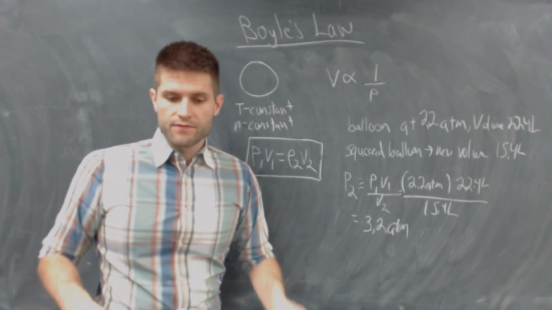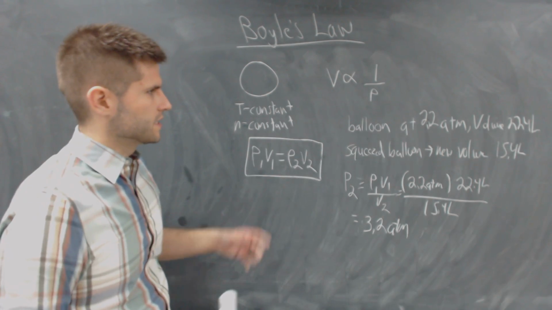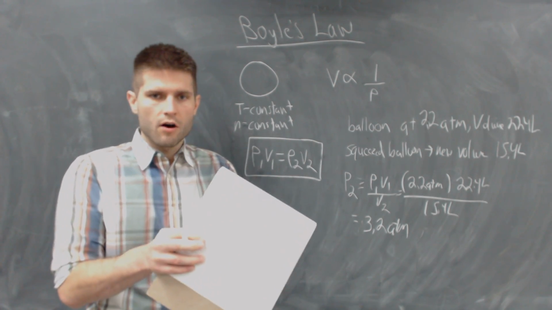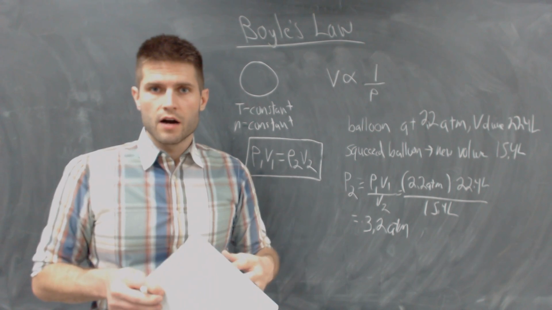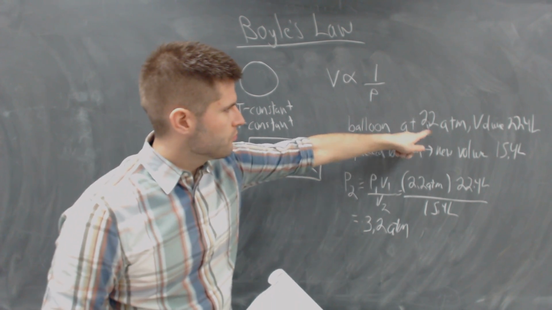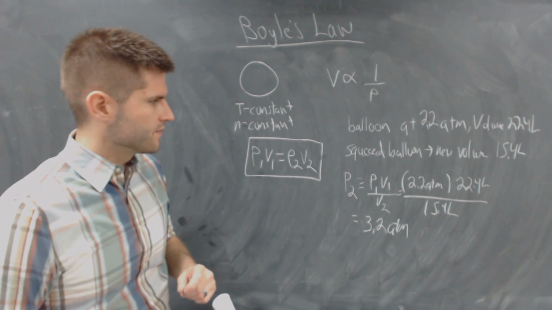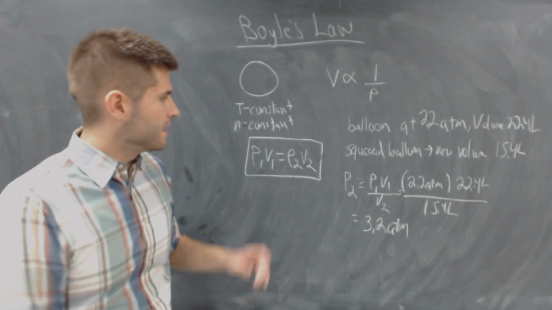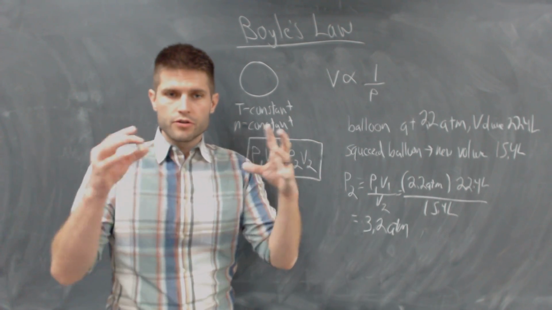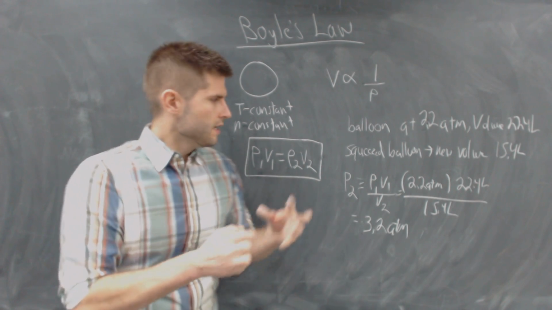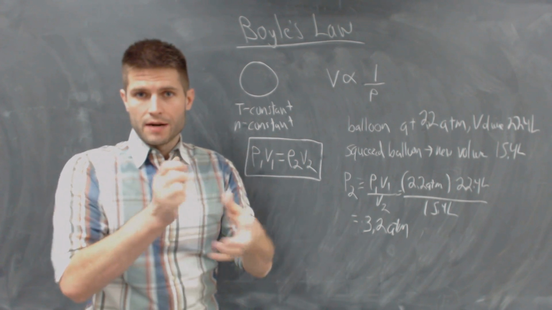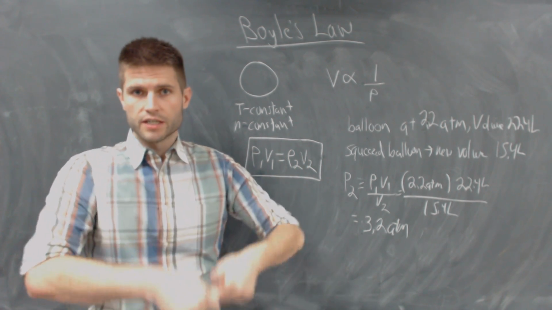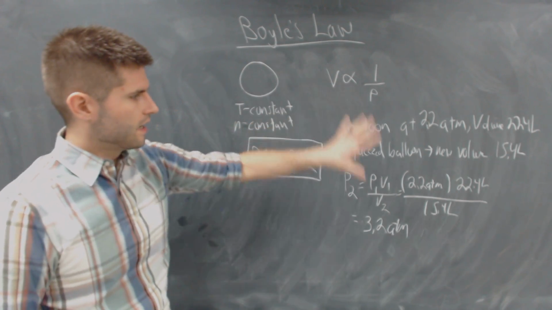Now let's make sure that this followed along with our thought process. We squeezed the balloon, we reduced the volume, our pressure should have gone up, and it did. It went from 2.2 atmospheres to 3.2 atmospheres. So the gas law makes physical sense. You can perform this experiment on your own. You can squeeze a balloon, and if you had a pressure gauge inside there, you could read the pressure going up. So this is Boyle's law.